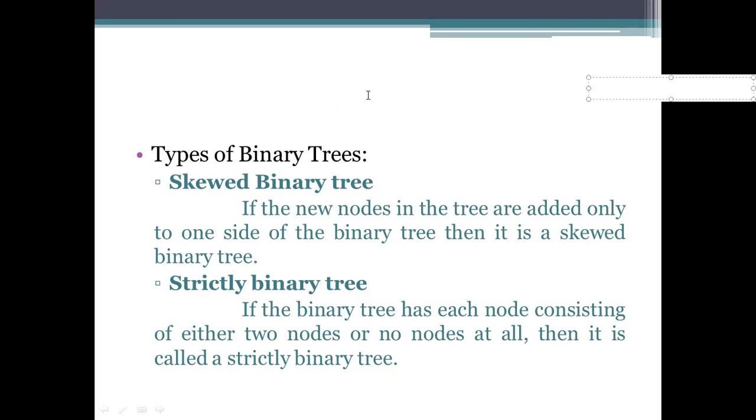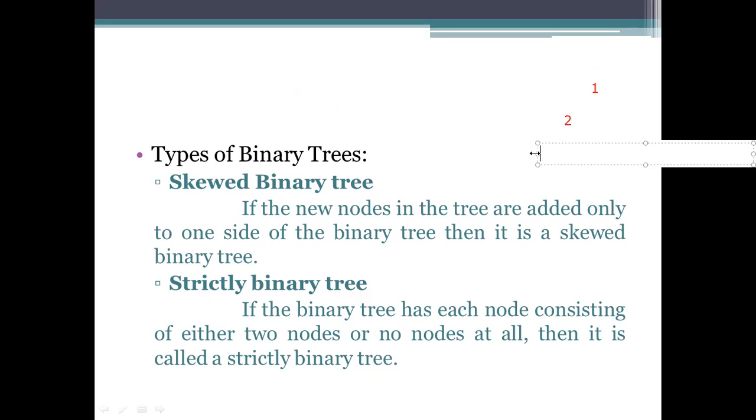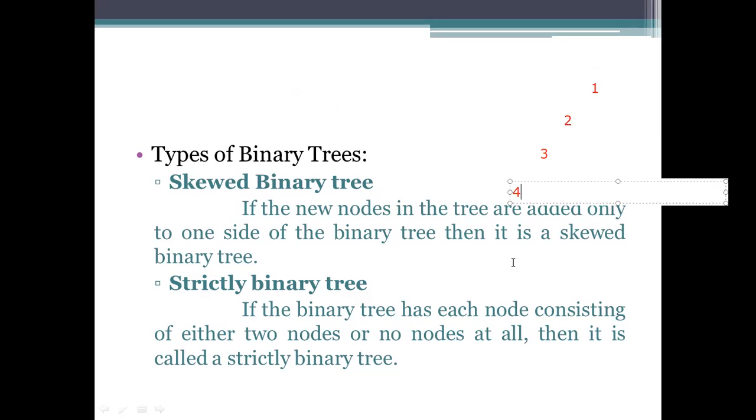So here, I'm adding 1, 2, 3, and 4 like this. That is one type of the skewed tree. The other type of skewed tree has the children at the right side. But mostly it has the children at the left side only.